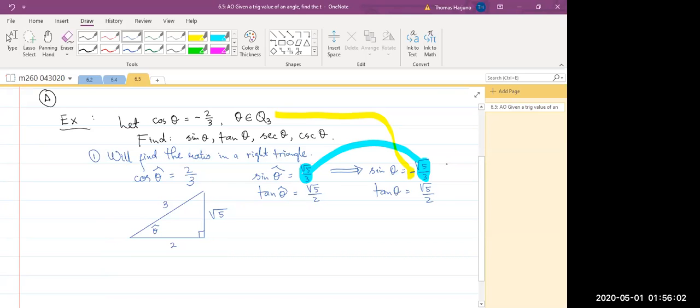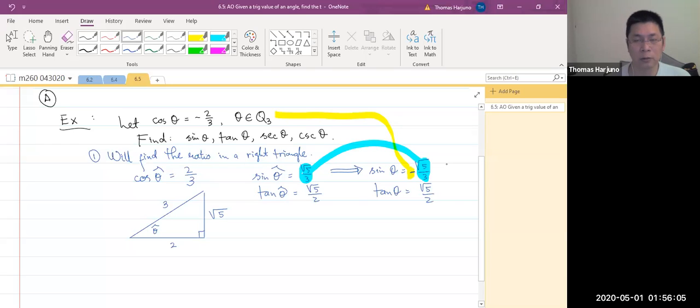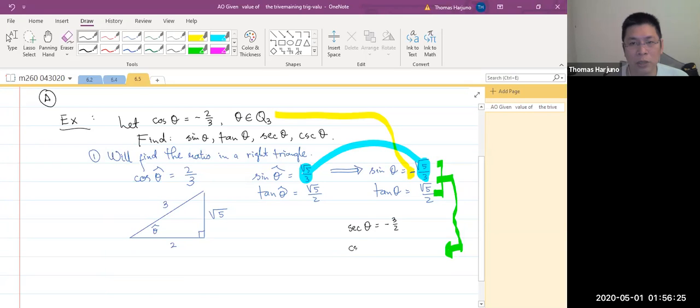Positive, because tangent is positive in quadrant 3. Okay, now once you get those two, we can go on, using these two, to find, for example, secant theta. Secant theta is the reciprocal of cosine. How about cosecant theta? That's the reciprocal of sine. And cotangent theta will be the reciprocal of tangent.